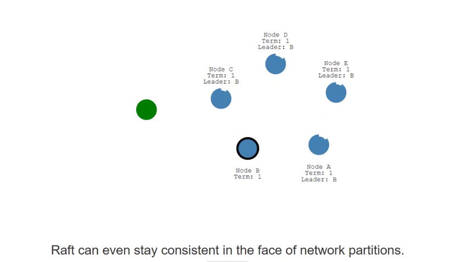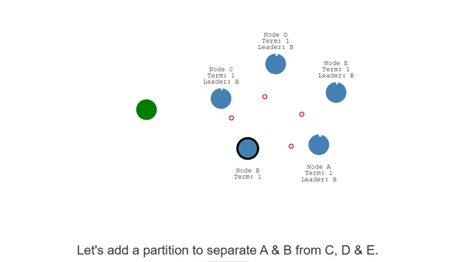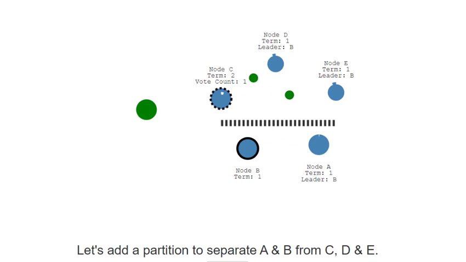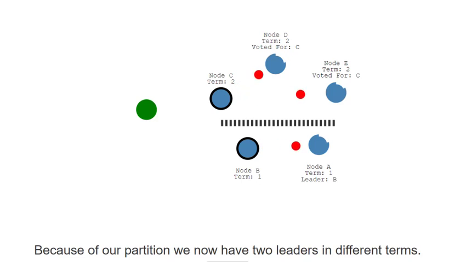Raft can even stay consistent in the face of a network partition. Let's add a partition to separate AB and CDE. The problem here is the upper part has 3 nodes, right? So they can form a majority, but the lower one has only 2 nodes and there is no majority. Because of the partition, we now have 2 leaders in different terms.